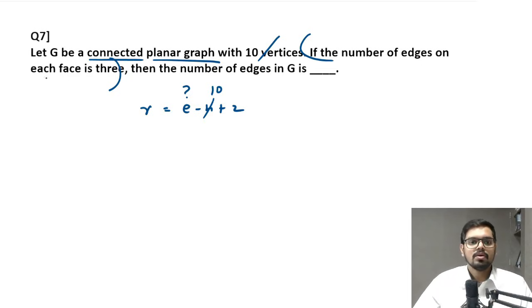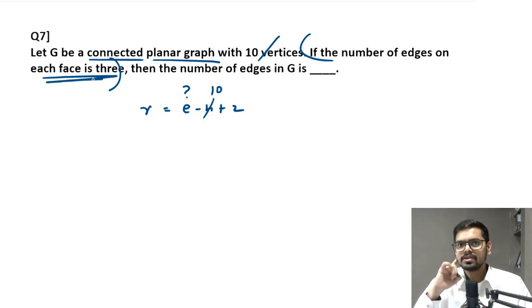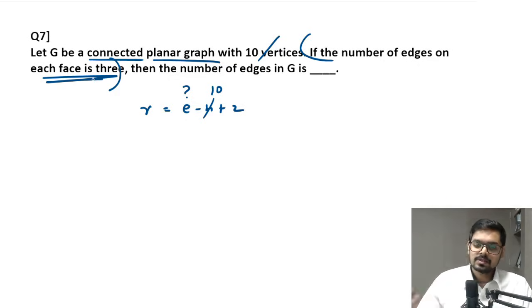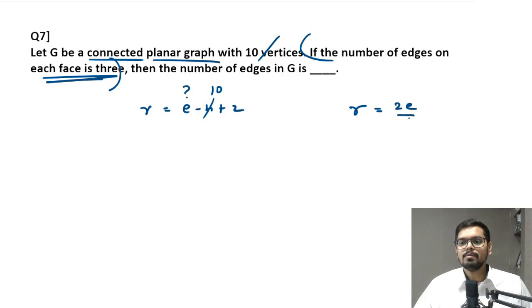If the number of edges on each face is 3, do you remember the derivation, class lecture, last slides? I have explained during the derivation that if 3 edges are used to make a region, then you will get maximum pieces, right? Maximum regions. R is equal to what? 2e by 3. 2, because every edge is shared with 2 regions, so 2e by 3. In derivation I have explained. So same thing. So R is 2e by 3, since here also they are saying each face is 3.